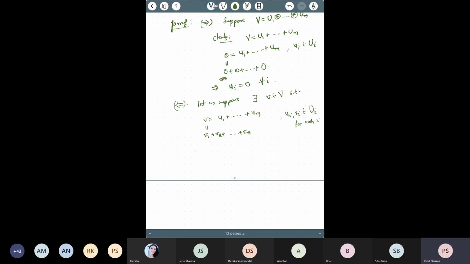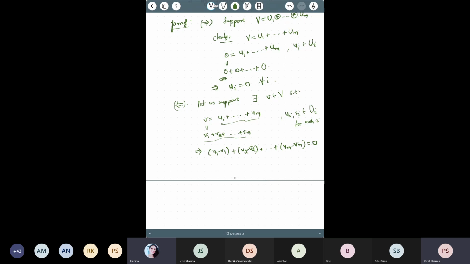So you are saying that from here we can say, because both of these things are equal to v, so this sum is equal to this sum, and then you can apply the inverse of the elements from one side to the other side. So you can write it as u1 minus v1 plus u2 minus v2 and so on up to um minus vm, right? This is what you were saying.